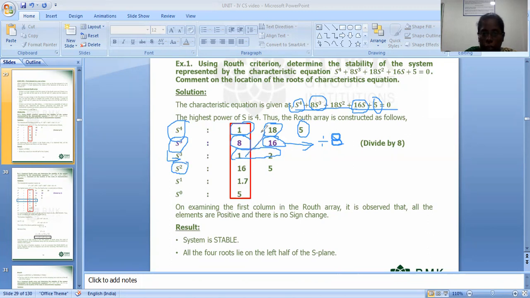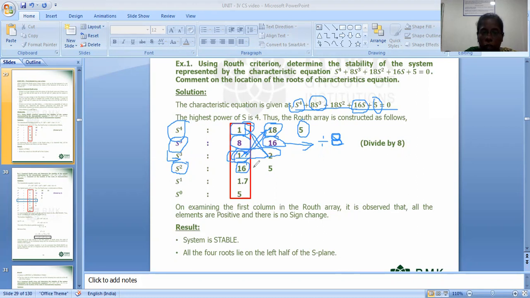So this into this element, so 1 into 18 minus 2 into 1 divided by 1. So that gives you 16. Is that clear? 1 into 18 minus 2 into 1 divided by 1, so that gives you 16.